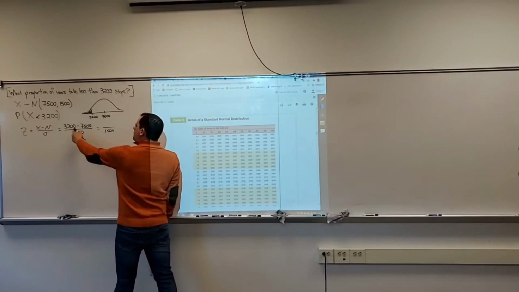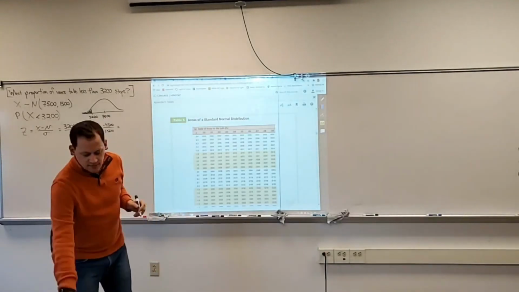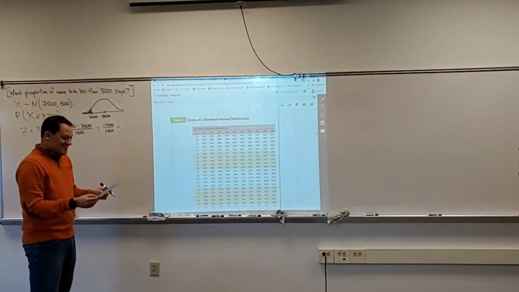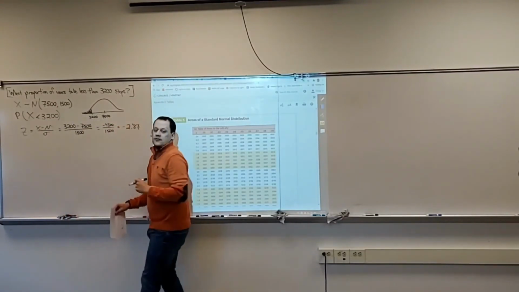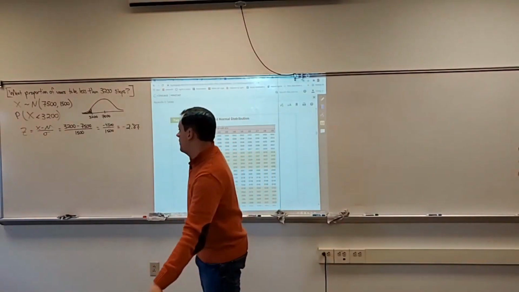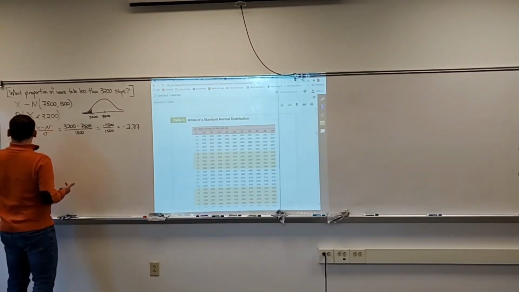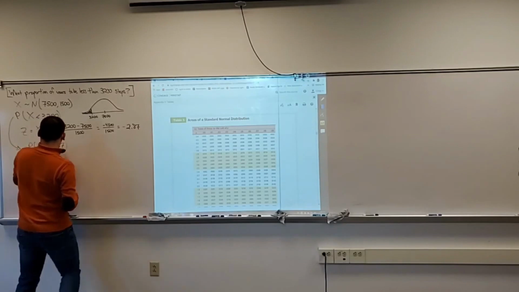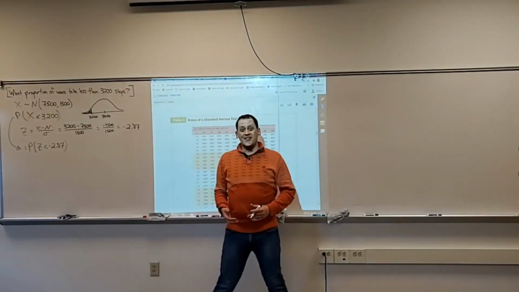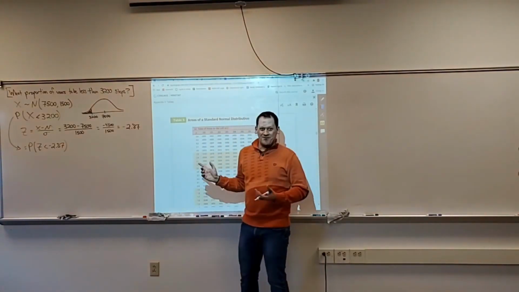This is going to be negative 4,300. It's negative 43 over 15. Let me just cheat here. This is negative 2.87. Our z-score is negative 2.87. So if we want to know the probability that the number of steps is less than 3,200, that's the same thing as this: the probability that z is less than negative 2.87. And that we know how to use the table for, right?